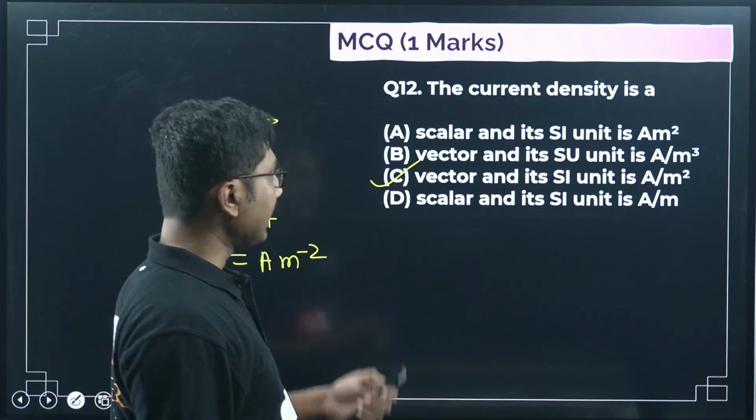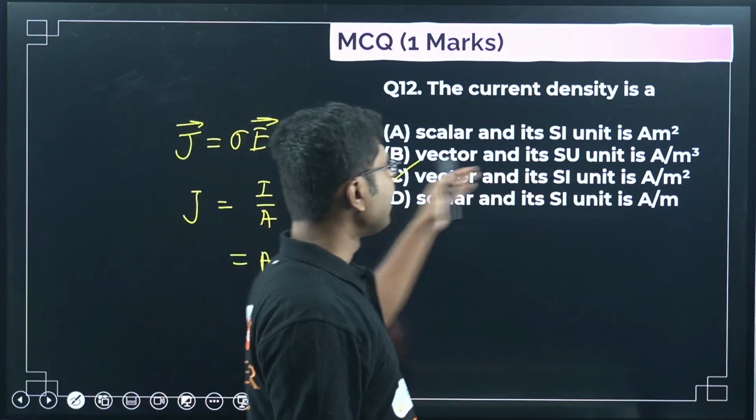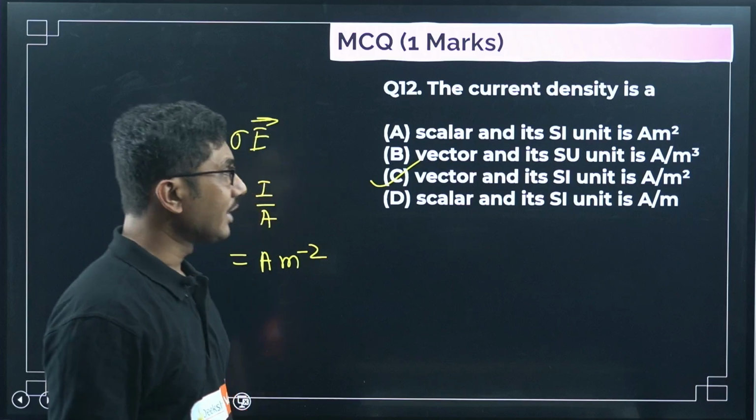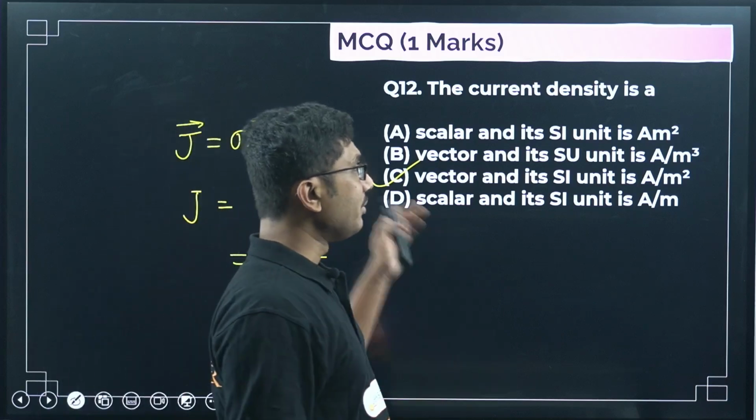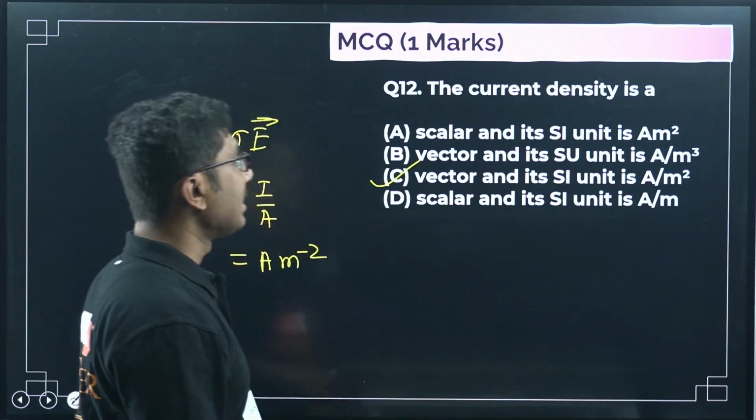Don't get confused. Many students mentioned ampere per meter cube when it was given in the exam, but it will be ampere per meter square. Okay, now let's move on.